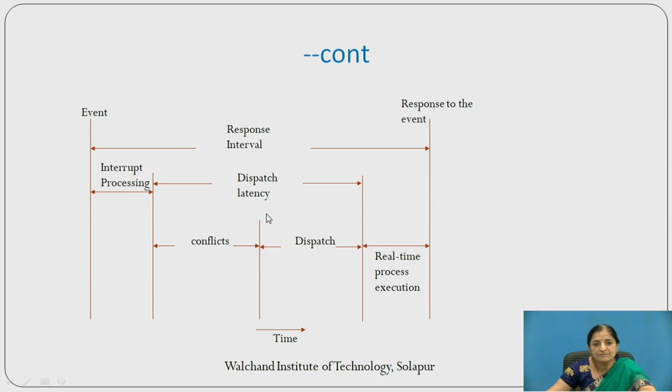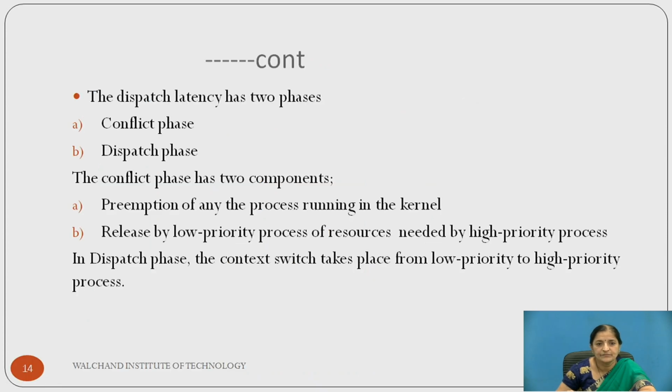Now here dispatch latency has two phases. One is conflict and the second one is dispatch. In conflict there are two components. One is preemption of the process running in the kernel, and the second one is release by the low priority process of all the resources needed by the high priority process. In the dispatch phase, the context switch takes place from the low priority to the high priority process.